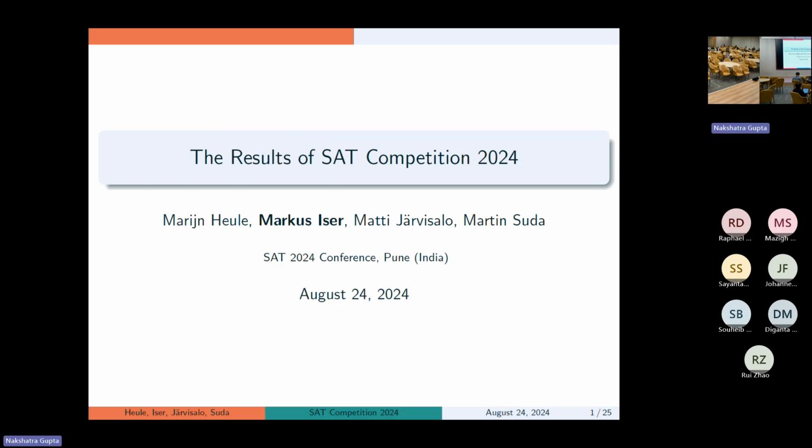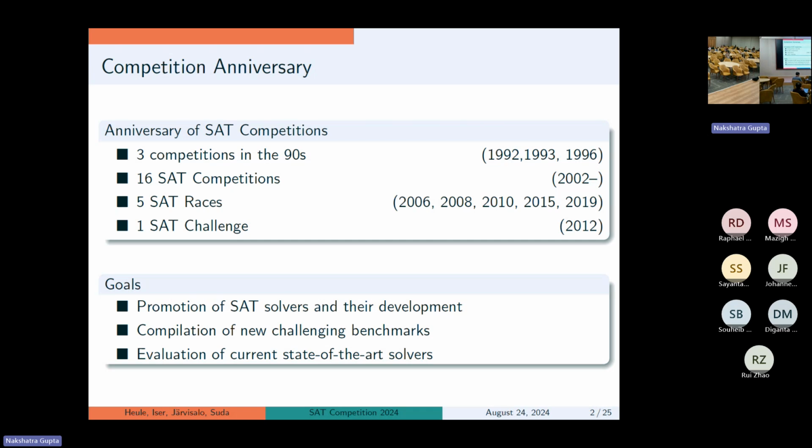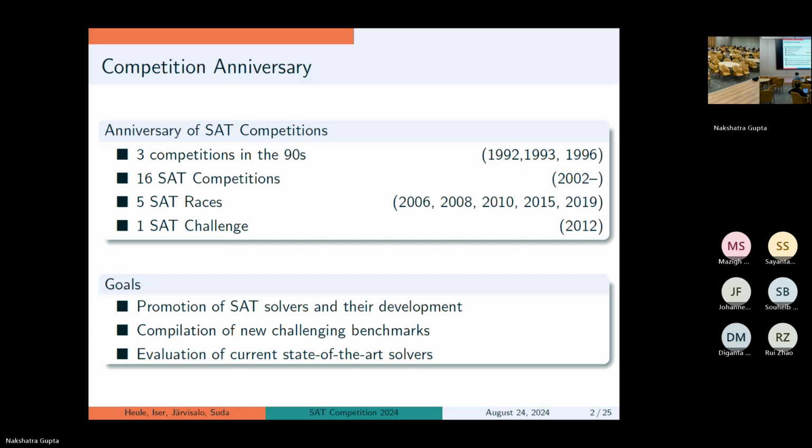Okay, so welcome to the presentation of the results of another exciting edition of the International SAT competition. I'm presenting the results on behalf of the team of competition organizers. Something on the history of the SAT competition: the very first SAT competition already took place early in the 90s, in 1992. There were 3 competitions, but then only starting 2002 we had yearly annual competitive events, among which there were 16 SAT competitions, 5 SAT races, and 1 SAT challenge. The goal of the SAT competition is to promote SAT solvers and their development, the compilation of new sets of challenging benchmarks, and the evaluation and display of the current state of the art of SAT solvers.